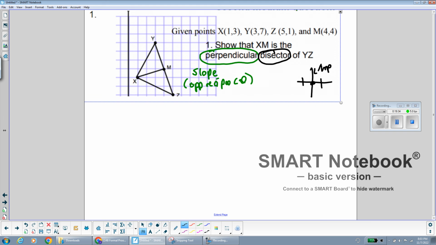So I'm going to pause the video and do it as well. Find the slopes of XM and YZ and see if they are opposite reciprocals of each other. And then find the midpoint of YZ and see if it actually is point M to verify that this is in fact the perpendicular bisector of YZ.